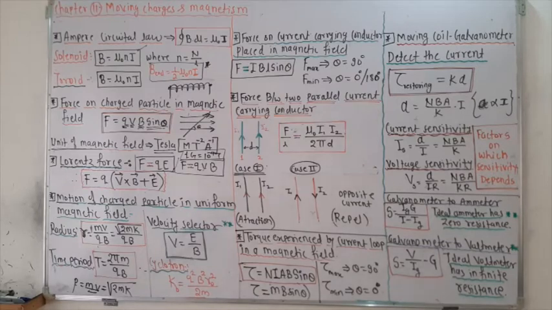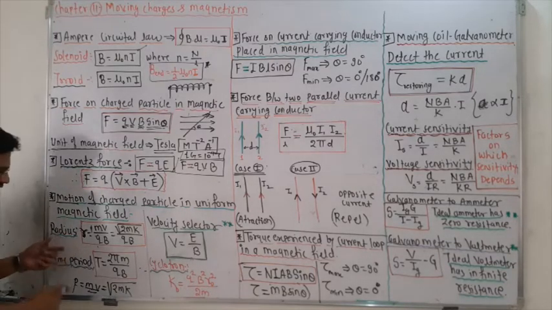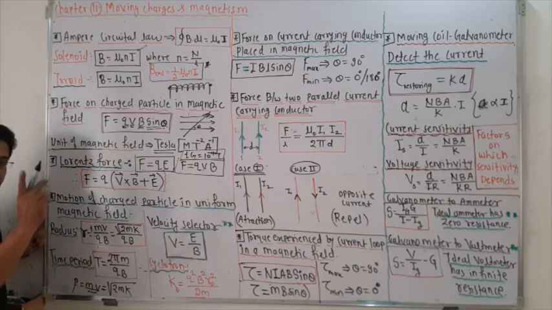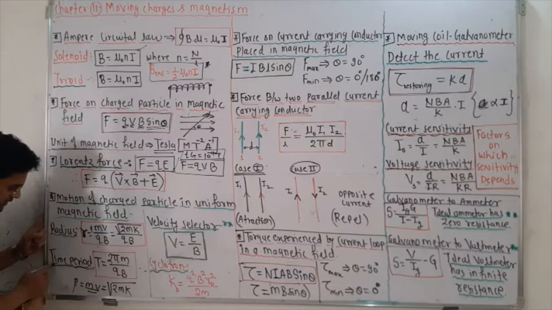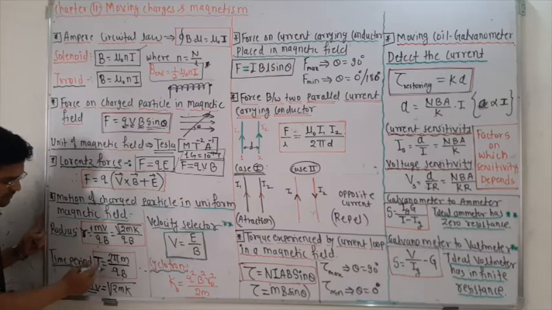Next, now if the charged particle is moving in a circle, that means it completes one round in one particular time, and that time is known as the time period. It is given by 2 pi m divided by qB. Remember this time period formula.